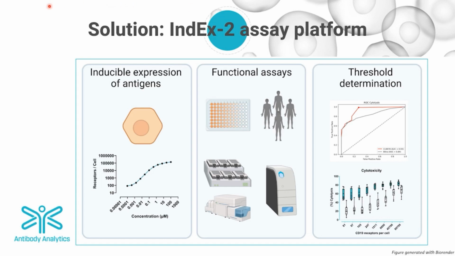This system has 3 main components. At its core is an inducible antigen expression cell line system, which I'll come to in a second. That is coupled with our suite of functional assays that we have in-house at Antibody Analytics, which includes systems such as the xCELLigence real-time cell analyzer system, flow cytometry capabilities, and the ability to analyze cytokine production. And then finally, we have a set of analytical techniques which allow us to calculate a threshold of activation for a given therapeutic. For those of you who aren't familiar with the xCELLigence real-time cell analyzer system, I'll just give you a quick overview of it in the next slide.